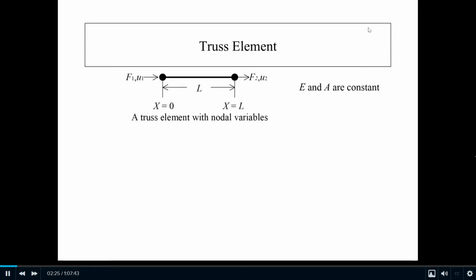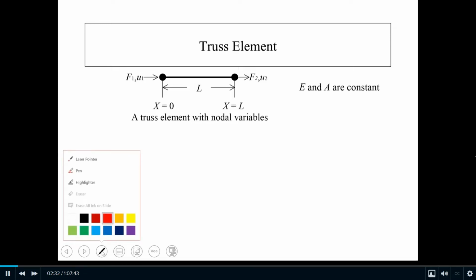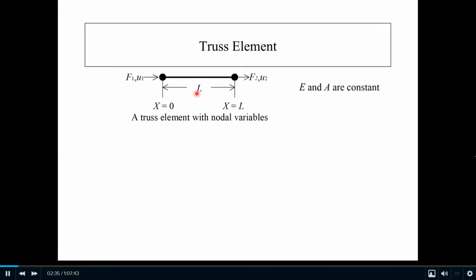Suppose you have a truss element like this, with length L. E and A for this element are assumed to be constant. This element consists of two nodes. The first node is located at x equal to 0, and the other one is at x equal to L. At both nodes you have F and U. F represents the nodal force vector, and U, of course, represents the nodal displacement or nodal degree of freedom.